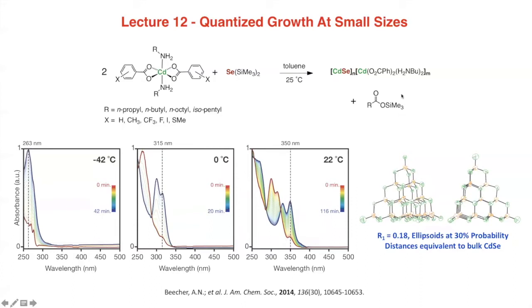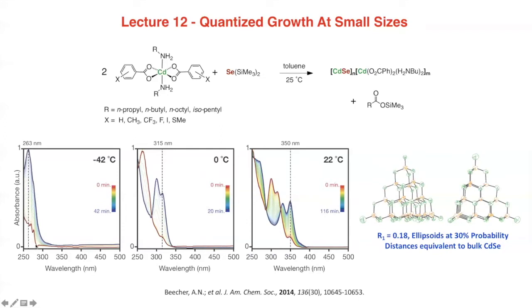And the silicon oxygen bond is a strong bond, and the cadmium selenium bond is a strong bond. This reaction is very far downhill and happens at low temperature. So Alex Beecher, another student from my group, studied this reaction at low temperature. He found that these two compounds react with each other at minus 40 degrees.